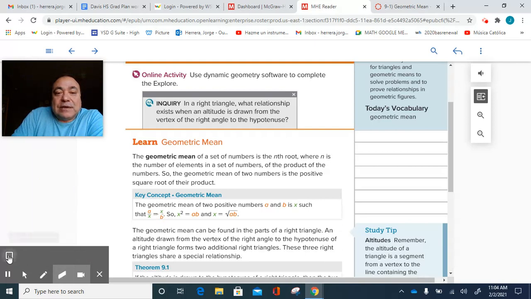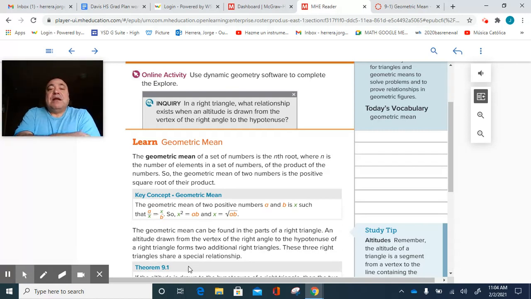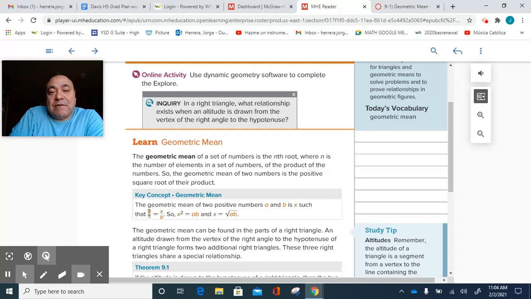Okay, so let me just erase that a little bit. And that's in a nutshell what this means right here. The geometric mean of a set of numbers is an nth root, where n is the number of elements in the set. So you can tell right there, guys, that you can find it by making it proportional, because the triangles will be similar, so it can be proportionate, and it will be the square root of a times b, or the two values involved.